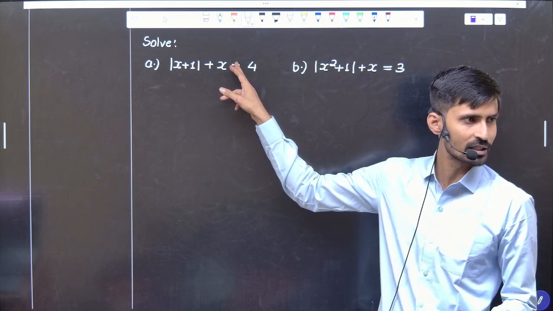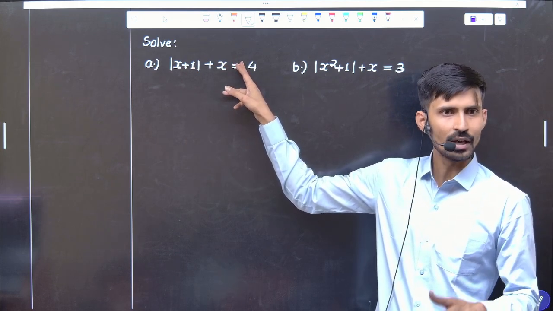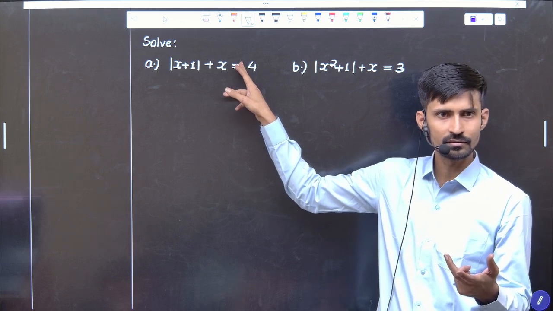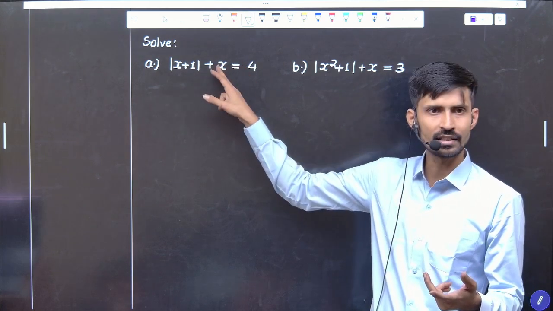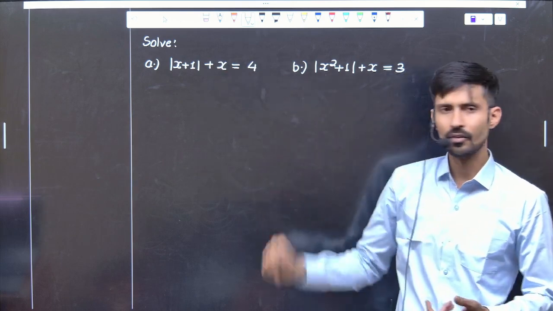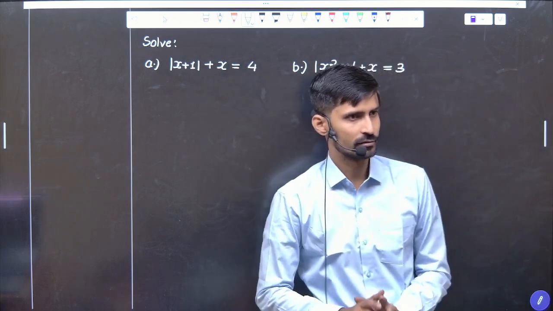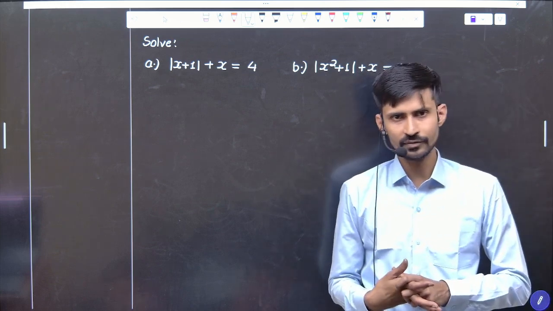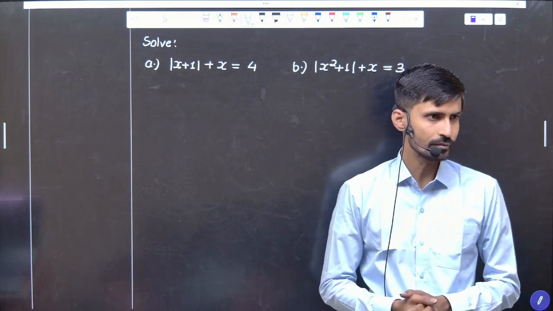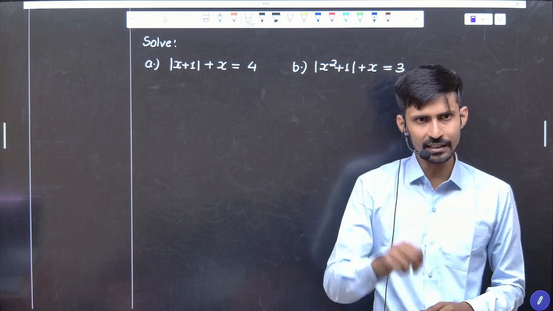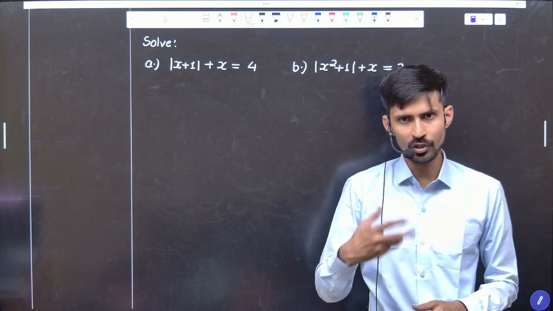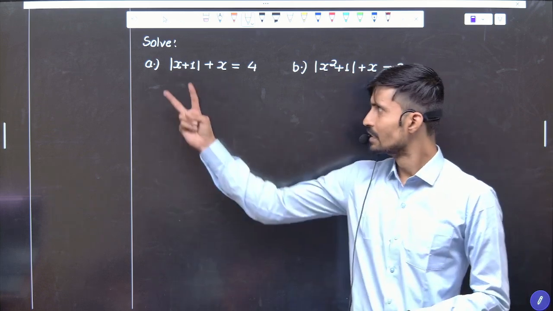Why we don't know this number? Because we don't know x. So we have to find some number which I put at place of x, and this sum becomes 4. Same thing here. Okay? Very good.